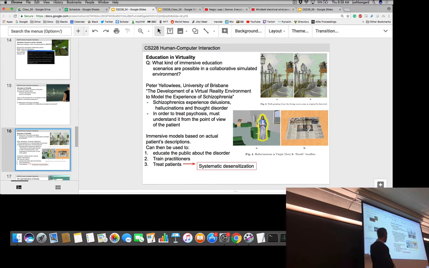This turning up the knob of realism to systematically desensitize someone that suffers from schizophrenia might sound familiar to you. That process is something we've seen in many other guises already in this course. It is scaffolding, right? Okay.